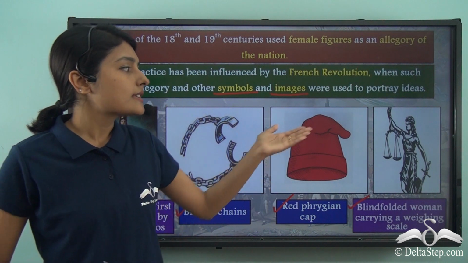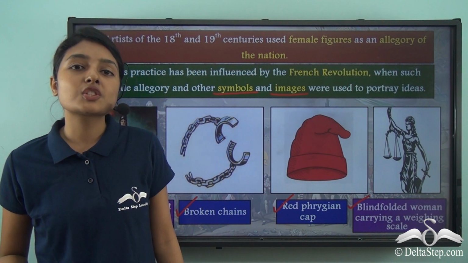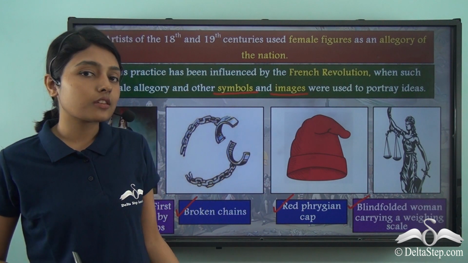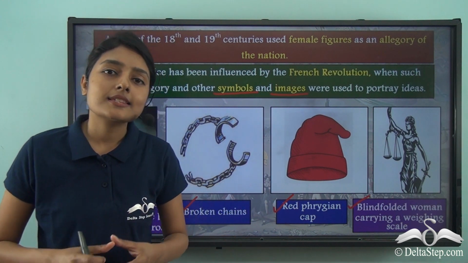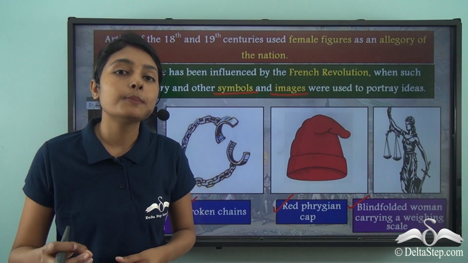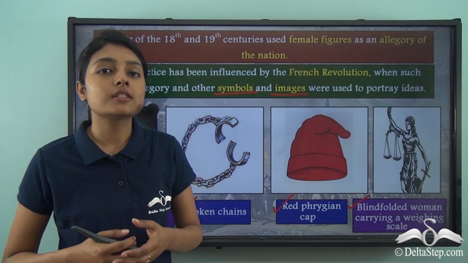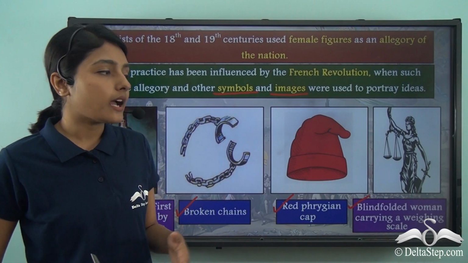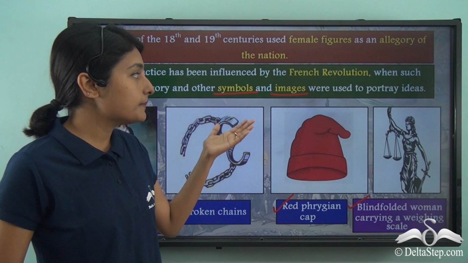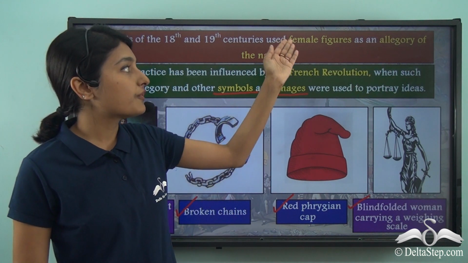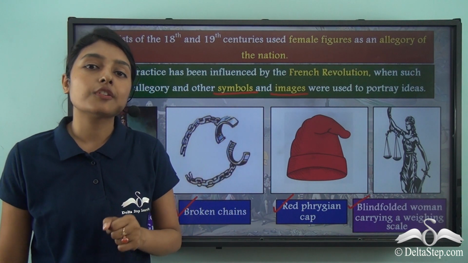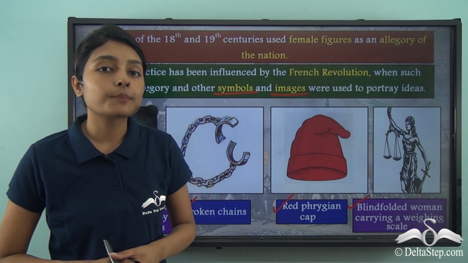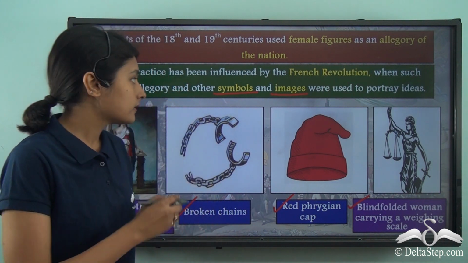So these were some of the symbols and images which were spread during the French Revolution, and the legacy of the French Revolution was palpable in the subsequent revolutions in Europe as well. And this entire idea of using symbols and images as well as female figures as an allegory of the nation was borrowed from the French Revolution itself.